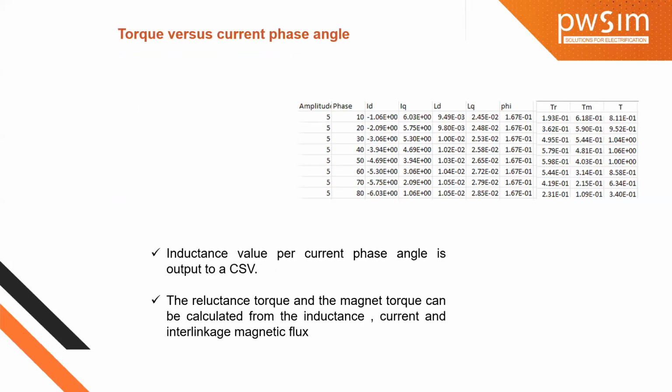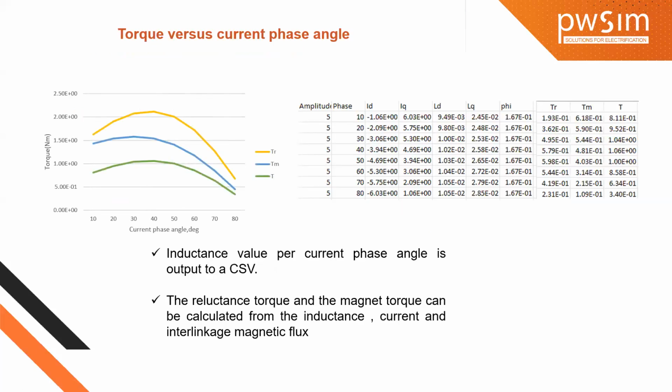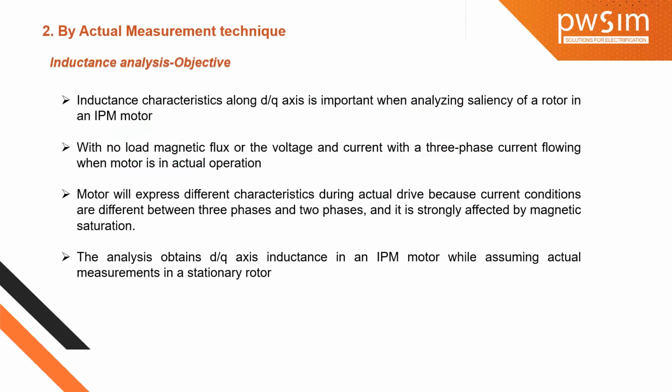So this is one set of calculation, and similarly I had drawn the torques by applying the same values. You can observe here, with respect to the current phase angle, the reluctance torque and the magnetic torque can be easily calculated from the inductance, the current, and the interlinkage magnetic flux, that is phi. With the help of phi, Ld, Lq, and Id, Iq, we can easily calculate the magnetic torque and reluctance torque. So this is all about the first method of calculation of the inductance.